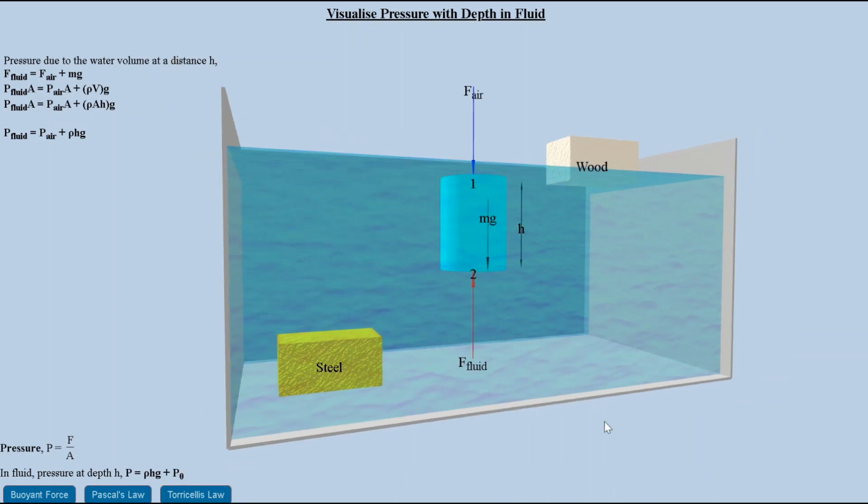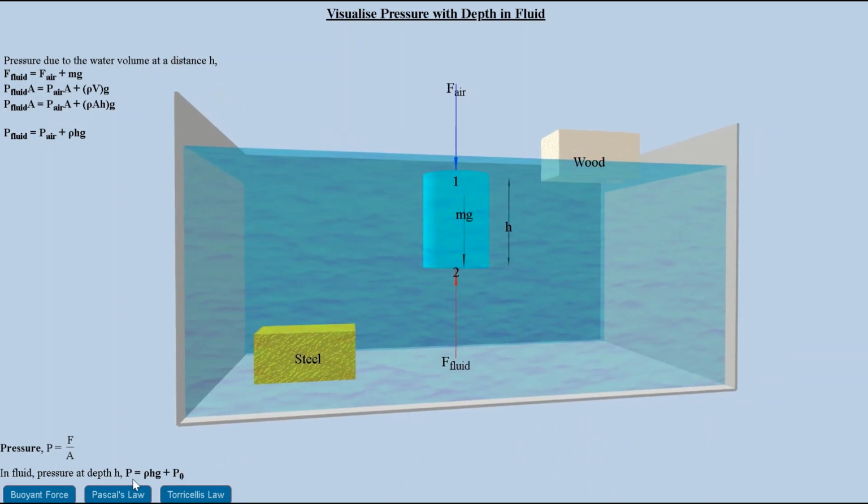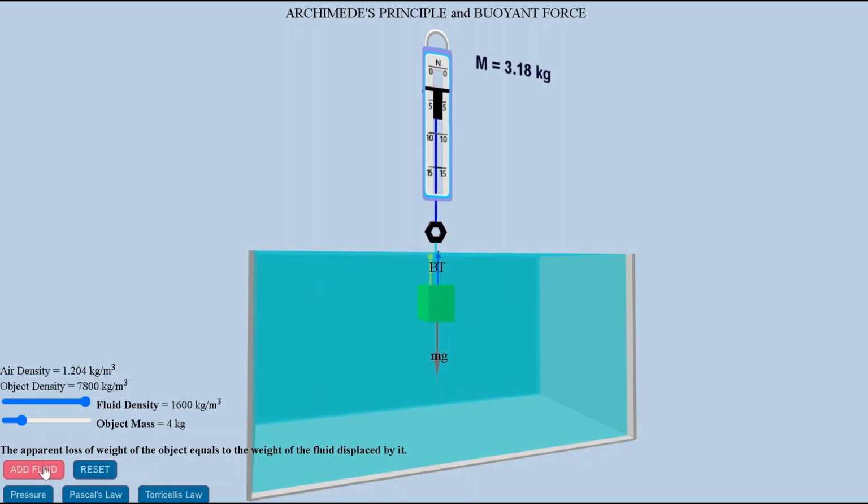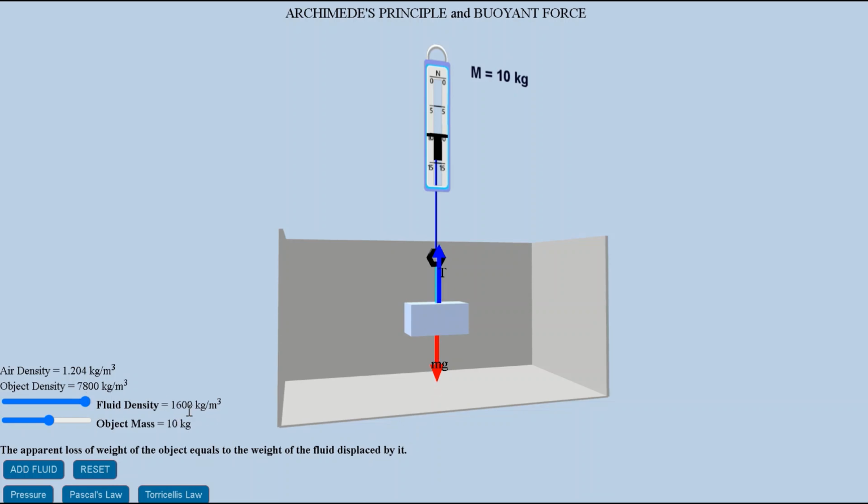Now, let's look into the visualization of buoyant force. Here is a spring in equilibrium. The weight is counterbalanced by the tension in the spring. When fluid is added to the container till the object is fully immersed in it, we see that the spring weighs less, showing a weight which is lesser than the previous one. This loss is due to the buoyant force acting upwards.